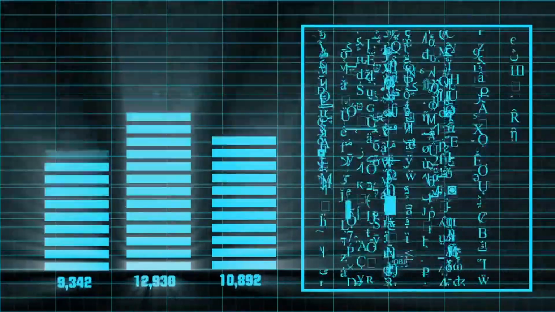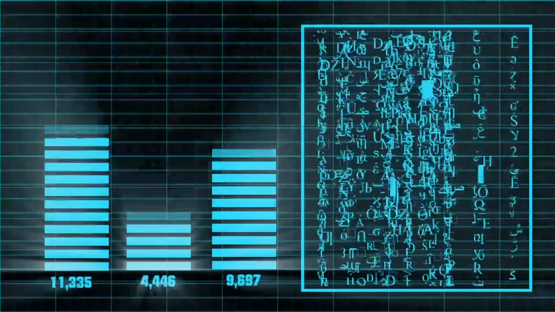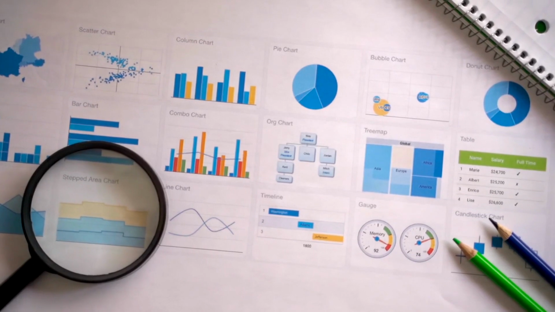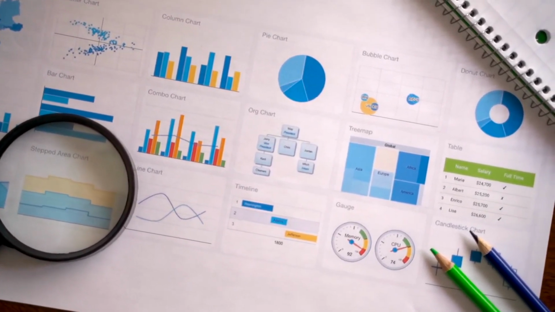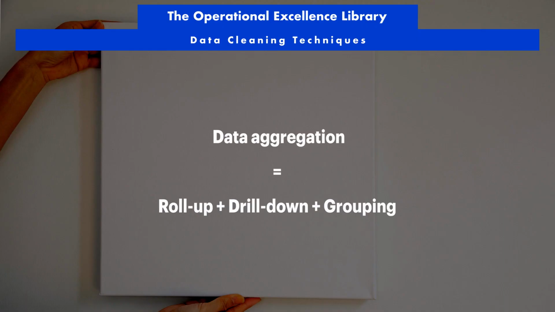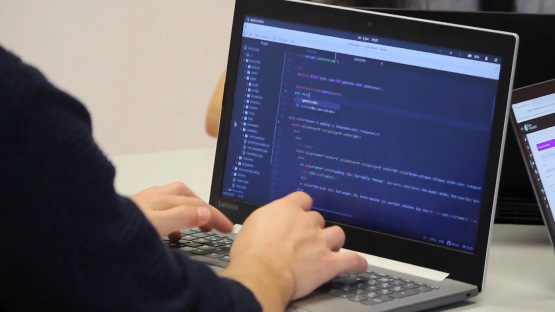In conclusion, each data cleaning technique has its unique applications, strengths and weaknesses, and organizations must carefully select the most appropriate technique based on the specific requirements of their dataset and the goals of their analysis. By employing these techniques effectively, organizations can maintain high-quality data that drives informed decision-making and facilitates operational excellence.